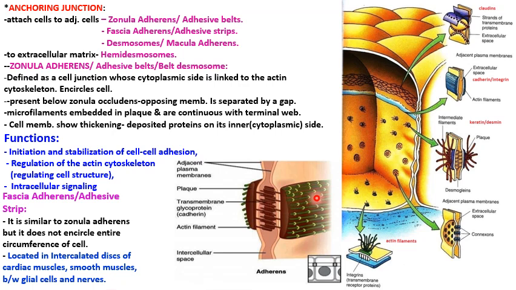The microfilaments which are embedded in the plaque are continuous with the terminal web of the cell. The cell membrane shows a thickening, deposited by proteins on its inner side. This is the cytoplasmic side. That is how it is seen as a raised structure, the blue thing, like a strip, like a belt, which is present on all the sides of the cell just below the zonula occludens. And what are the functions of this zonula adherens? It initiates and stabilizes the cell-to-cell adhesion. It regulates the actin cytoskeleton.